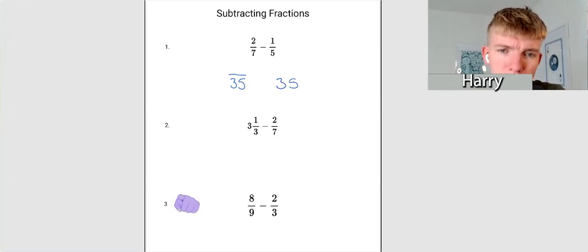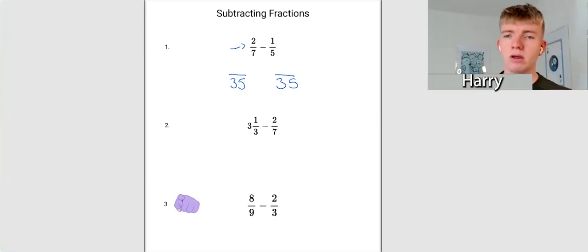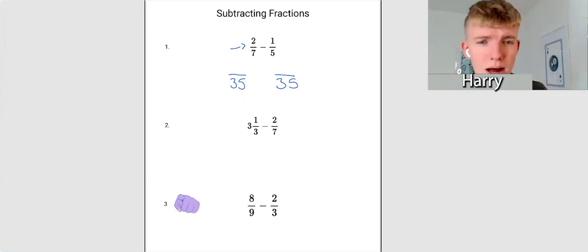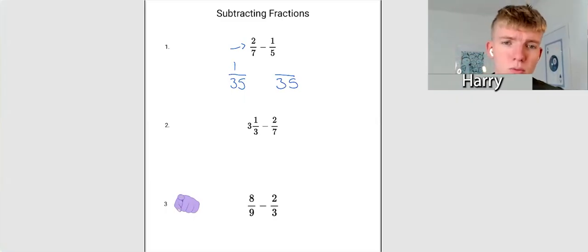And what do we have to do to make this left-hand side become 35? What do we have to do to that 7? Those of you that said multiply by 5, you are absolutely bang on. So we're going to get 10 over 35. Subtract that, and we've got 7 over 35 here because we're multiplying by 7. Those of you that got this, very nicely done. And we get 3 over 35.